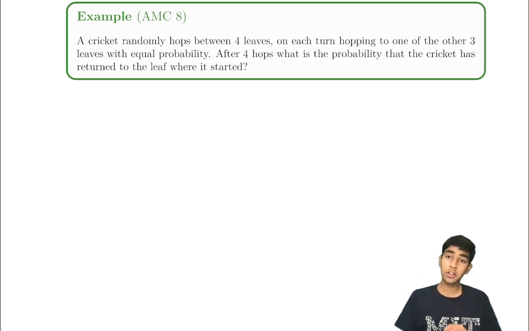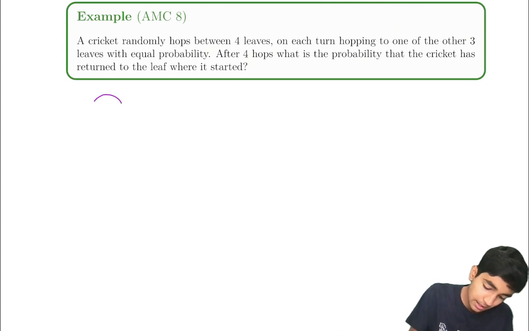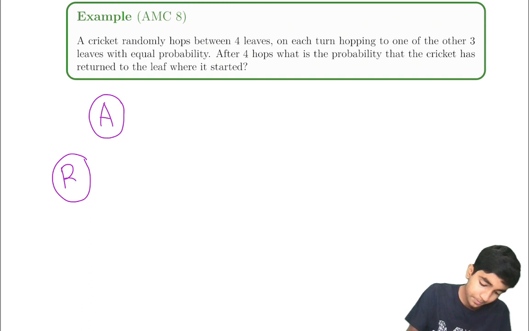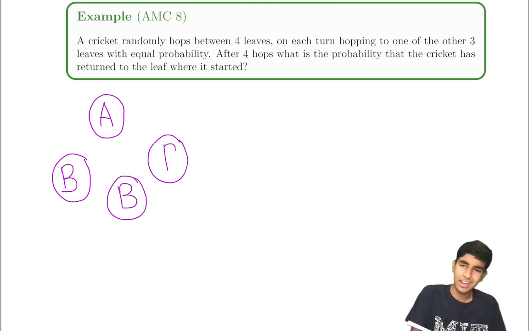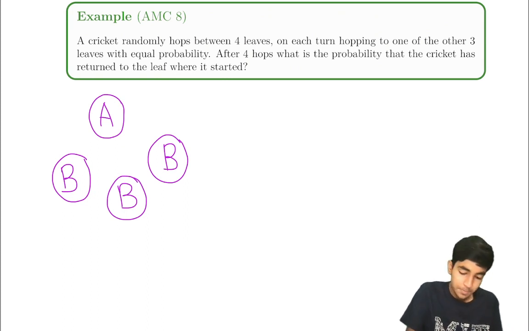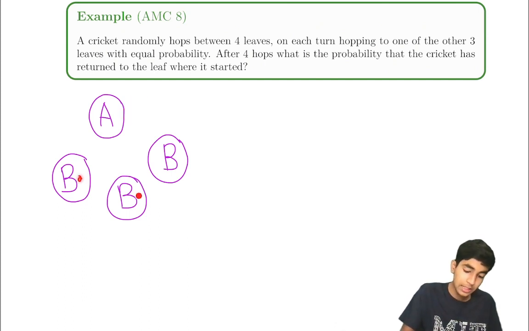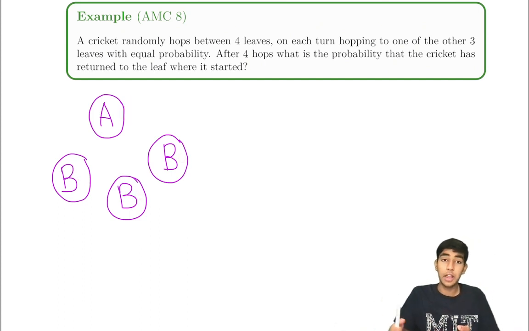The cricket returned to the original leaf, the leaf where it started. 4 leaves. Okay. Let's say A, B, B, B. So you might be wondering, A, B, B, B, why did you do that? So A is the original leaf, and all of these 3 leaves are the other 3 leaves, and I'm going to call them all B. You'll see why in just a second.